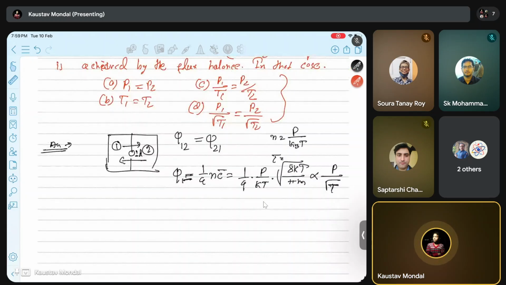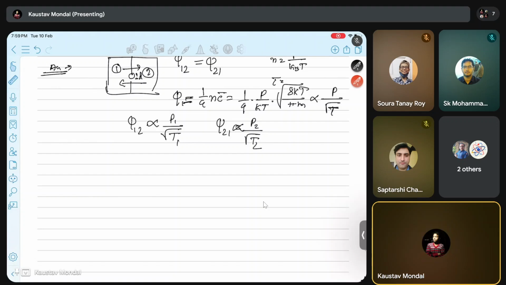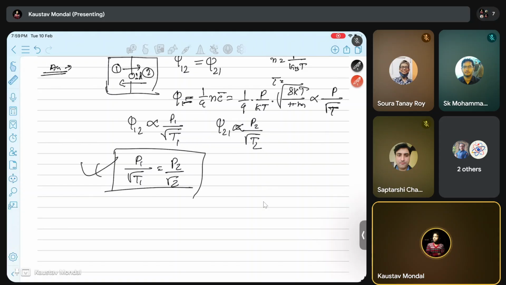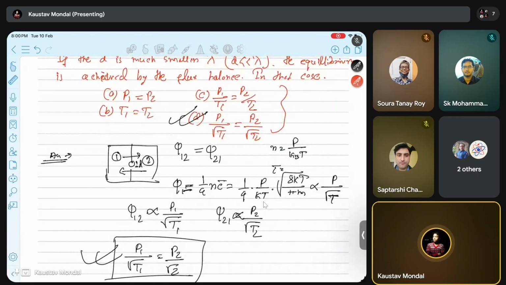So phi 1 to 2 should be proportional to P1 by root T1, and phi 2 to 1 should be proportional to P2 by root T2. Okay. So for the equilibrium, P1 by root T1 would be equal to P2 by root T2. So the final answer would be option D. Okay. So you understand, right? You have to use the concept of flux. So this is our last problem.